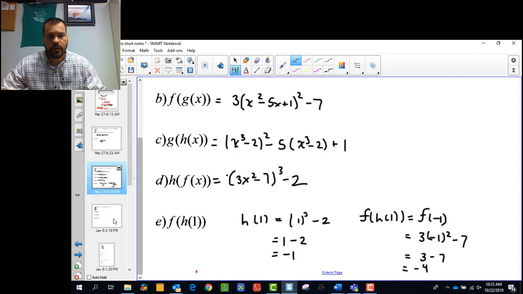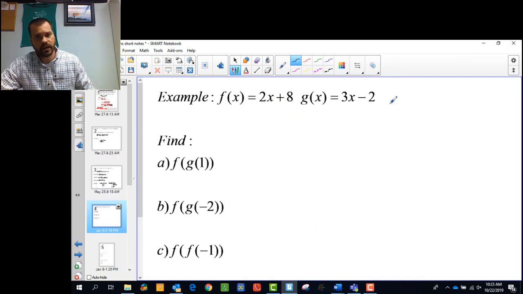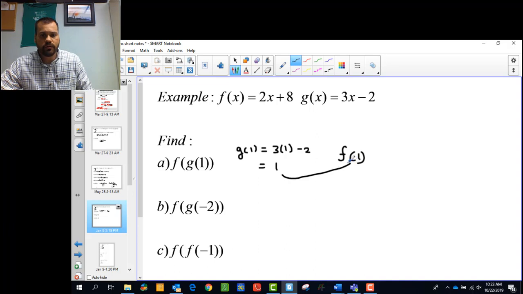All right, so here's another example. It says f of x is 2x plus 8 and g of x is 3x minus 2. First thing it asks us to find is f of g of 1. So I start out and I say, what's g of 1? So g of 1 is 3 times 1 minus 2. So that becomes 1. And then I take f of that value. So that 1 goes in for f, and that becomes 2 times 1 plus 8, and that is 10.